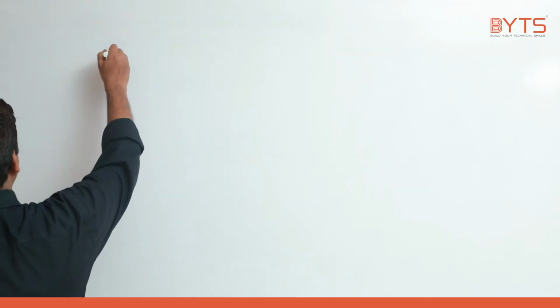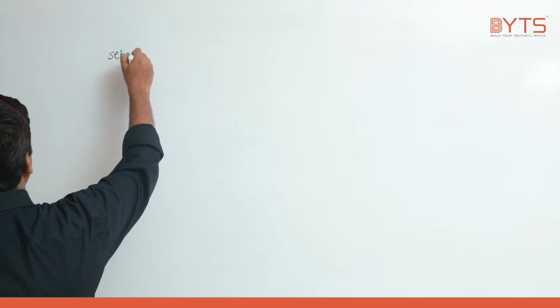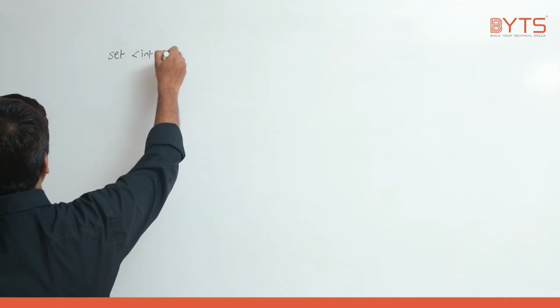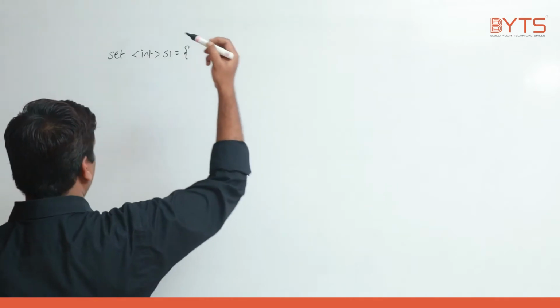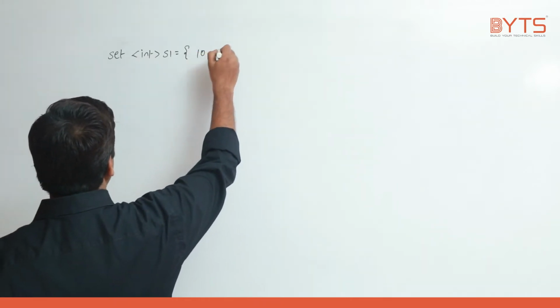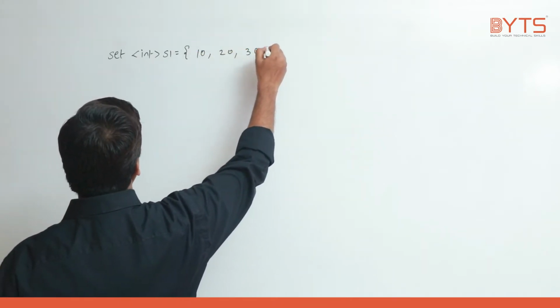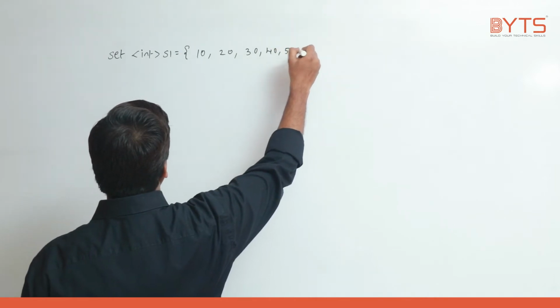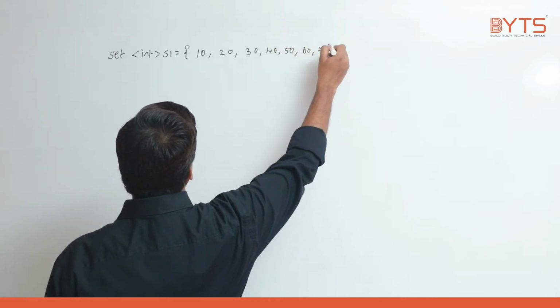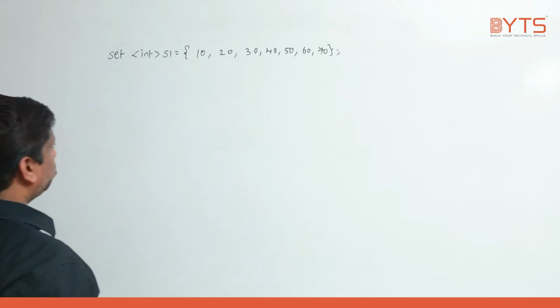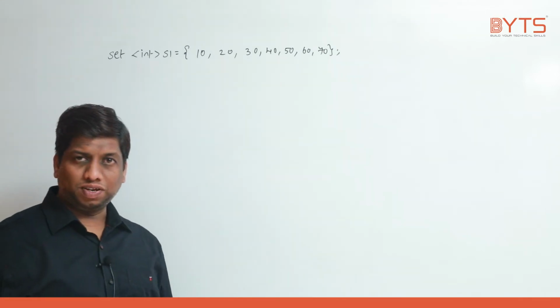Well, now there are some other things that we need to discuss, right? One is lower bound and another is upper bound. We will see how important this is here. Let us take a set where I am having integers: S1 is equal to 10, 20, 30, 40, 50, 60, 70. These are the elements we have, right? I hope this is very clear.